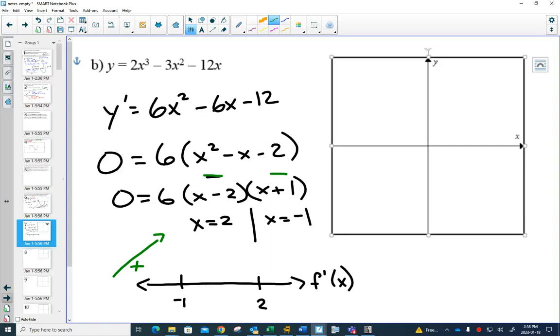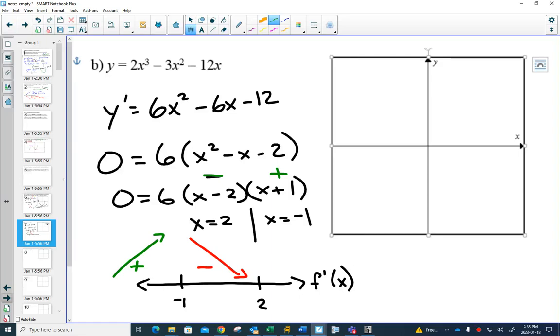Next, if I plug something in between -1 and 2, like 0. 0 would still make this negative, but this second factor then would become positive. And 6 times a negative number times a positive number will be a negative number. This section will be decreasing. 0 probably would have been really easy to plug into the unfactored one. Can you see that you would get -12? Still a negative number, still decreasing.